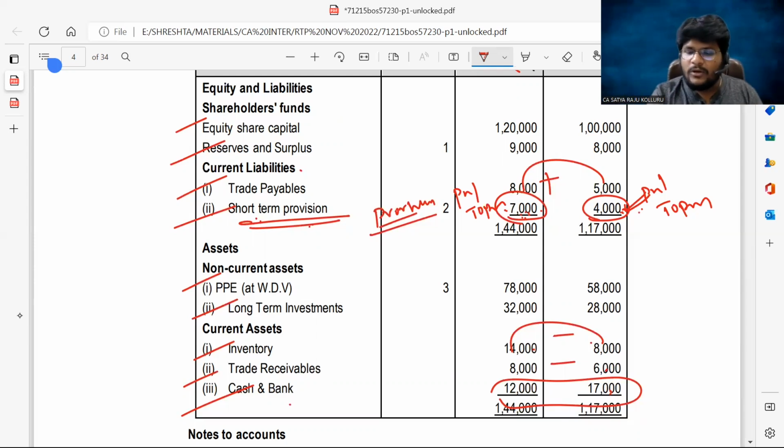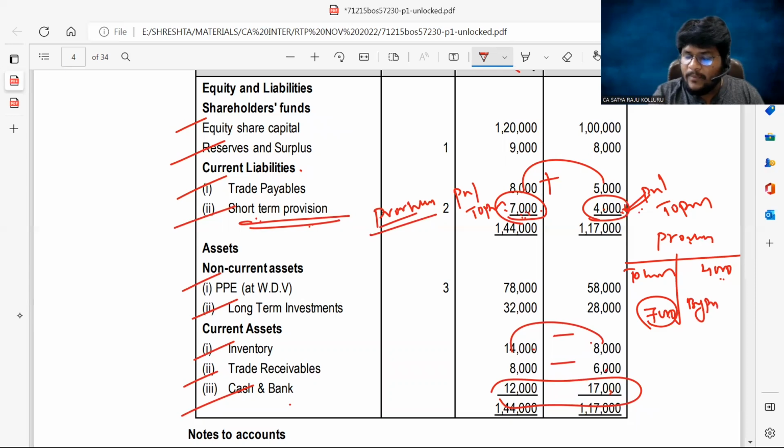Or if you have any doubt, you can open the provision for tax account. Opening balance was 4,000 and the closing balance became 7,000. How did the closing balance become 7,000? If you paid this 4,000 in the current year to the bank, then in the current year you might have created 7,000 by P&L. Some persons may have a doubt: sir, opening 4,000 is there, so we created only 3,000 in the current year, like that you can think, sir.